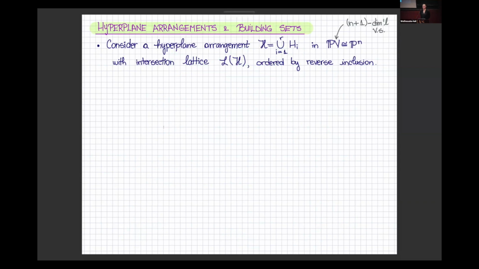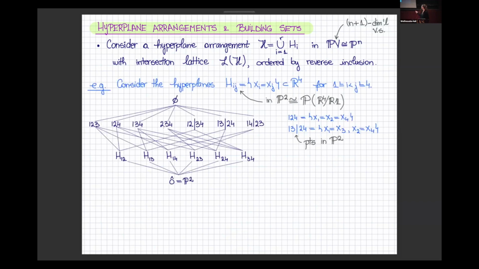So towards defining a wonderful compactification, let me start with the hyperplane arrangement inside some projective space. And I'm going to consider its intersection lattice consisting of all the linear subspaces in my projective space that arise as intersections of hyperplanes in my arrangement. And I'm going to partially order the subspaces by reverse inclusion. So for example, if I start with the hyperplanes xi equal xj inside R4, I can think of them as lines in the projective plane P2 by first modding out by the all-1 vector, which is contained in all of the hyperplanes, and then projectivizing.